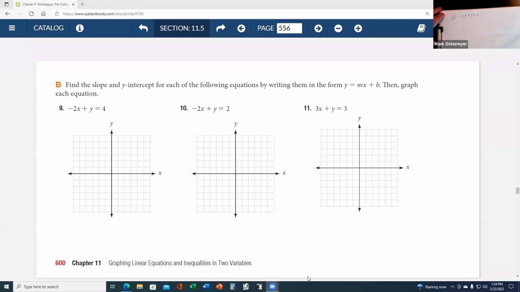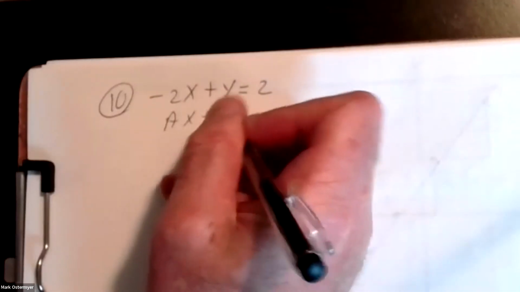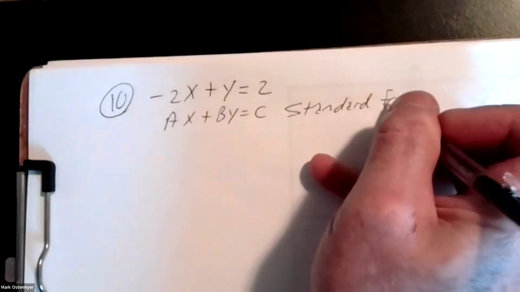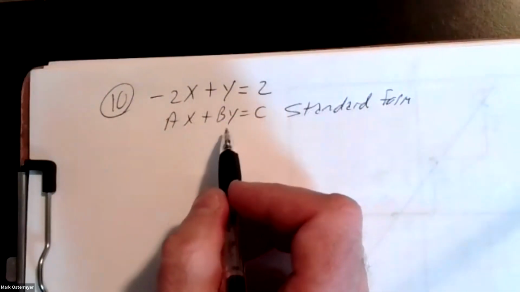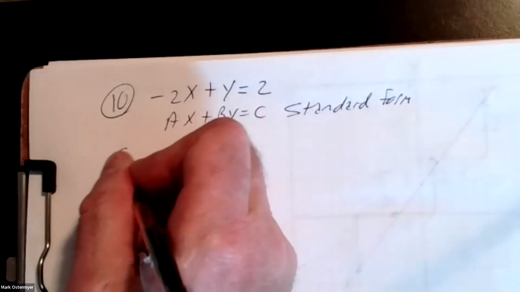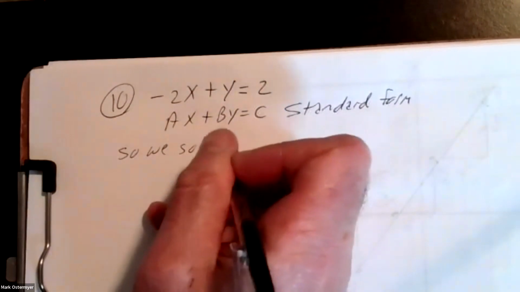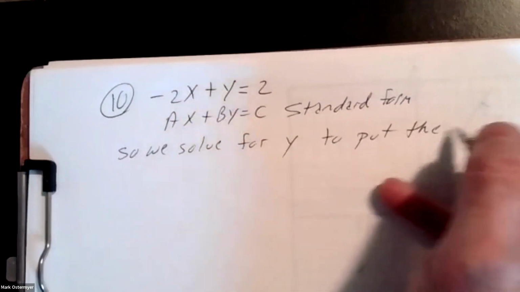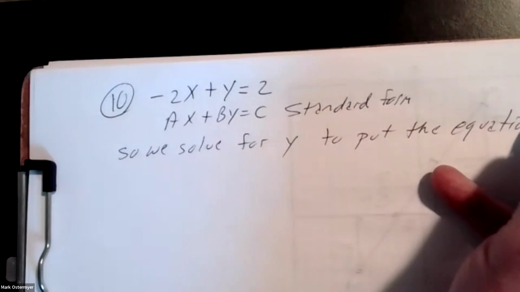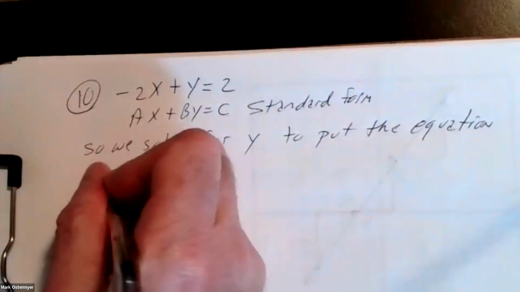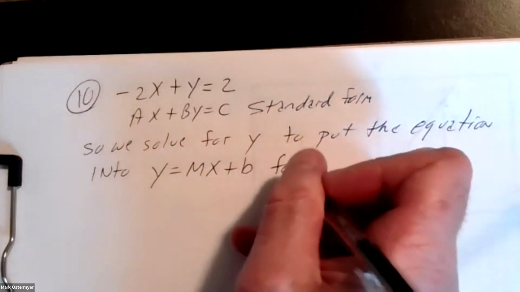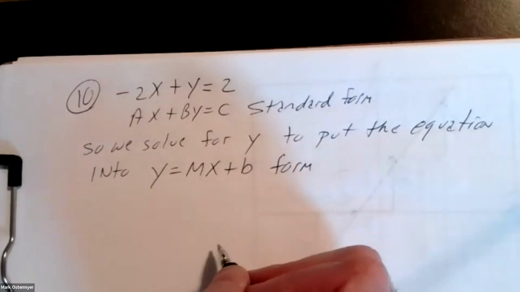So for problem number 10, this equation is in standard form. It's in the form of ax plus by equals c form. We call that standard form. Ladies and gentlemen, they want us to get this in the slope-intercept form. So we solve for y to put the equation into y equals mx plus b form. And that form is called slope-intercept form.